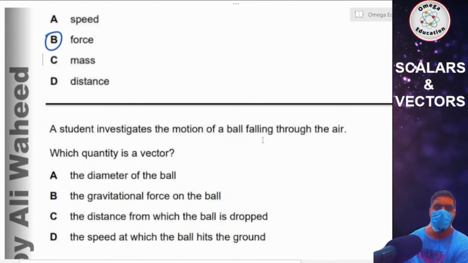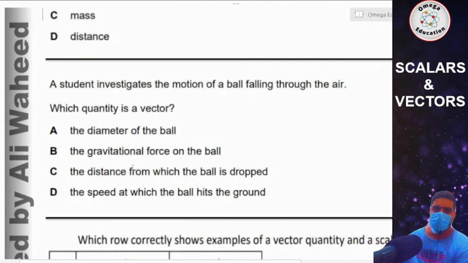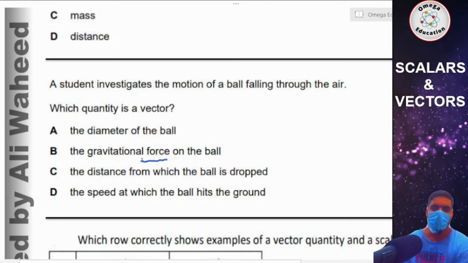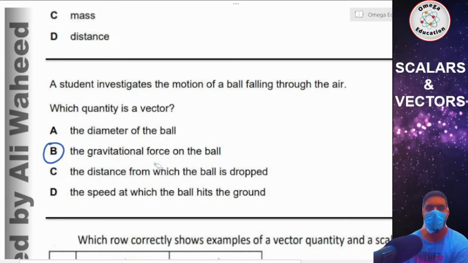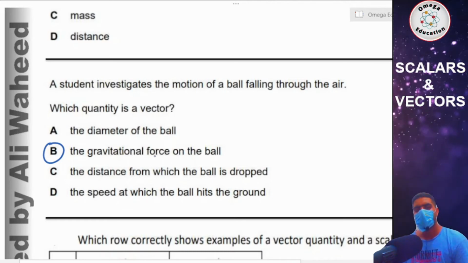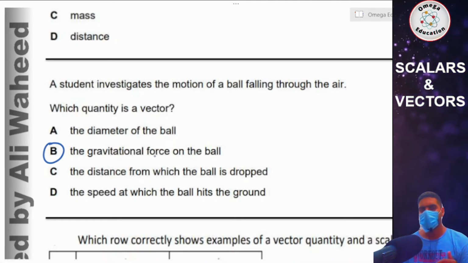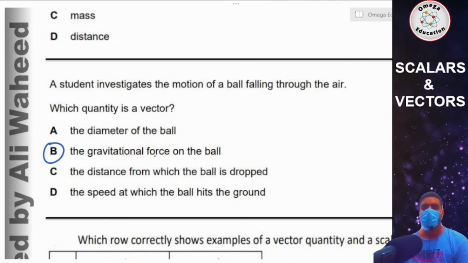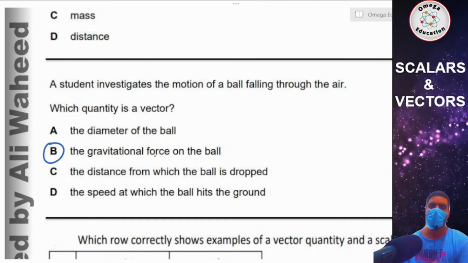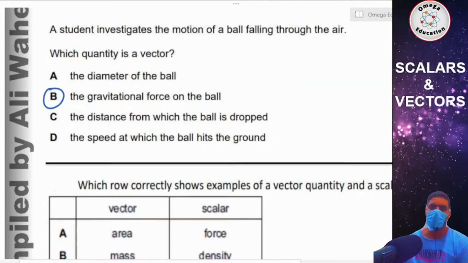A story investigates the motion of a ball falling through the air. Which quantity is a vector? Once again, gravitational force. Force is a vector quantity. No matter what kind of force it is, it would always be a vector quantity. Force can be of different types: gravitational force, electrostatic force, magnetic force, right? Mechanical force, any kind of force, it would be a vector quantity.